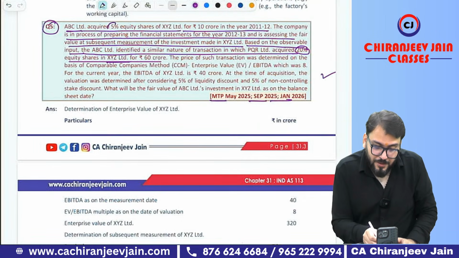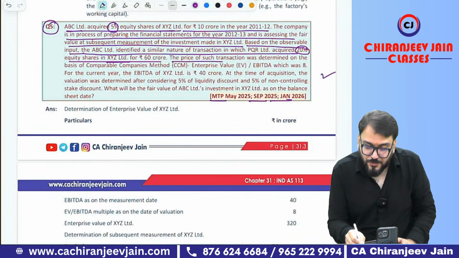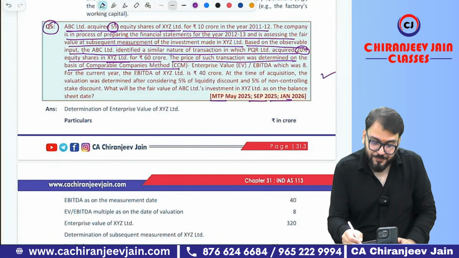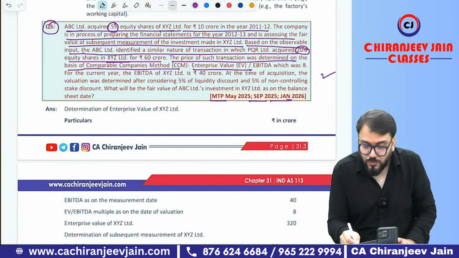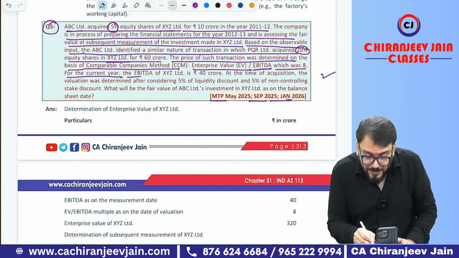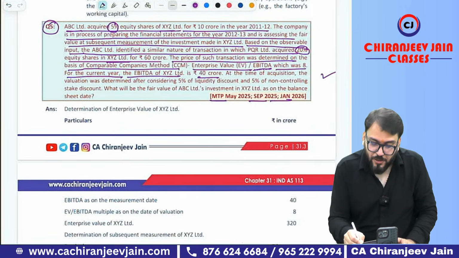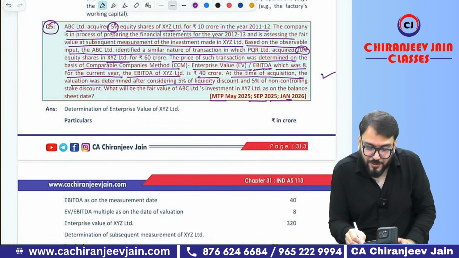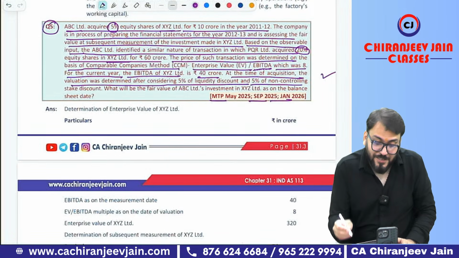Now ABC already acquired 5% equity shares of XYZ Limited. The price of such transaction was determined on the basis of the comparable company method, that is enterprise value divided by EBITDA, which is earnings before interest, tax, depreciation and amortization, which was 8. For the current year, EBITDA of XYZ is 40 crore. At the time of acquisition, the valuation was determined after considering 5% liquidity discount and 5% of NCI stake discount.